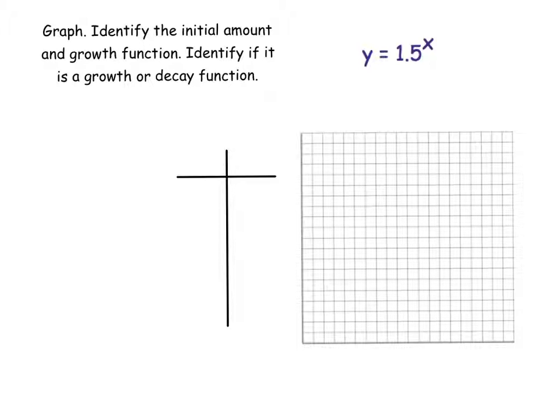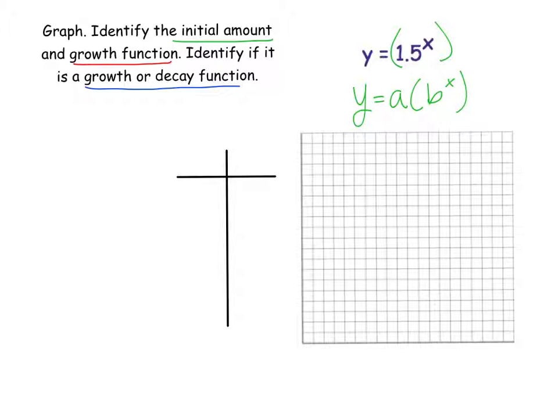So on this next slide, we have to graph our function. We have to identify the initial amount, the growth or decay factor, and if it's either a growth or decay function overall. So our initial amount is always the A, and y equals A times b to the x. However, looking at here, this is our b to the x. Our A is actually just a 1. So our initial amount A is just a 1. Our common factor, that b, though, is 1.5 in this case. And then let's go ahead and make our table and graph before we determine if it's growth or decay.